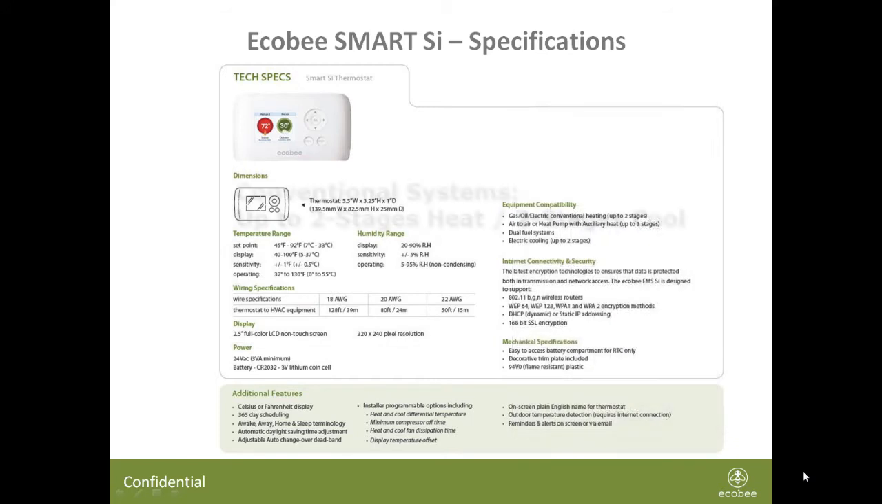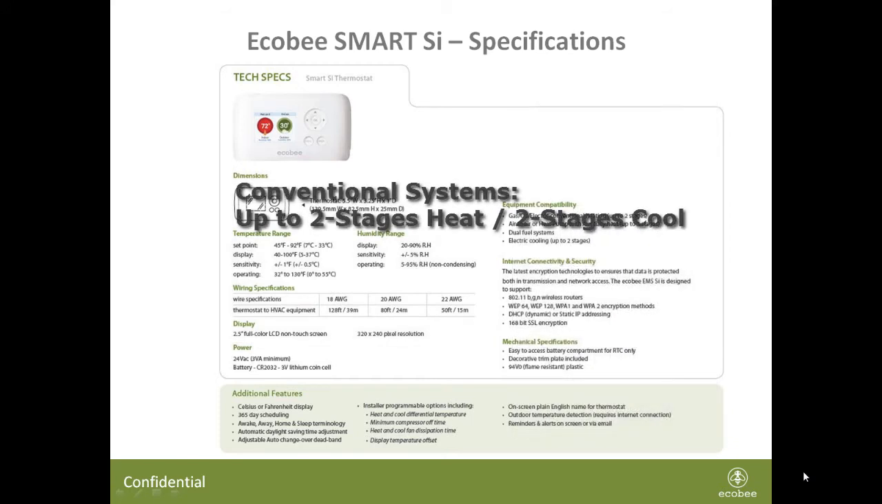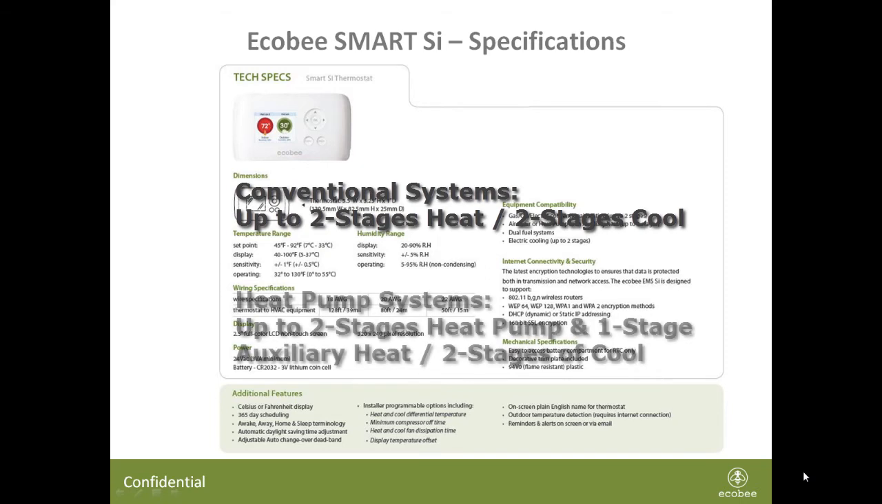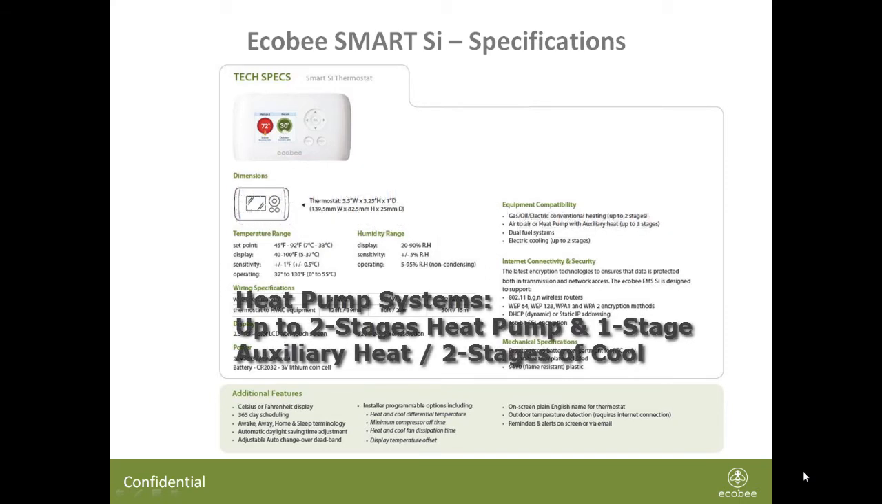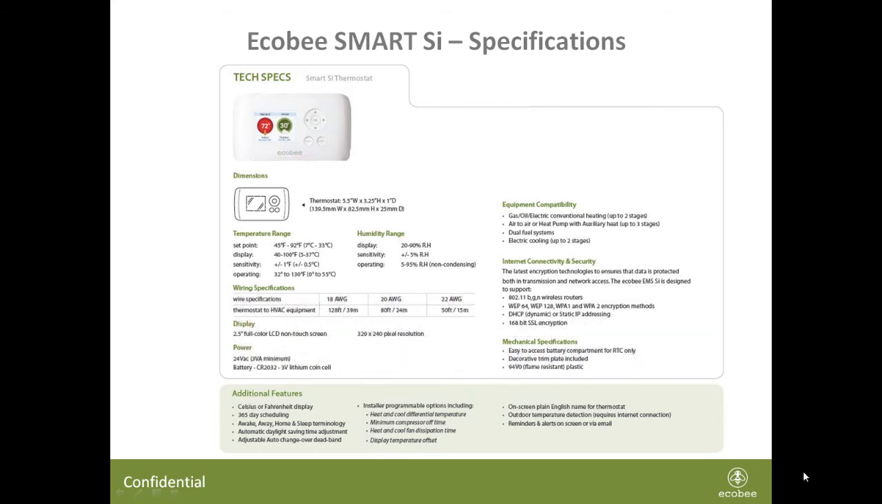This thermostat will support up to 2 stages of heat and 2 stages of cooling with conventional systems, or 2 stages of heat pump plus 1 stage of auxiliary heat and 2 stages of cooling with heat pump applications. Air-to-air and geothermal heat pumps are fully supported. The Smart SI is designed to control temperature and provide humidity sensing.